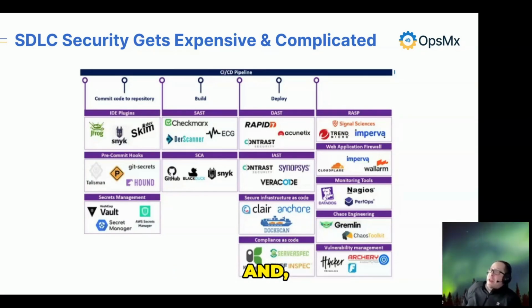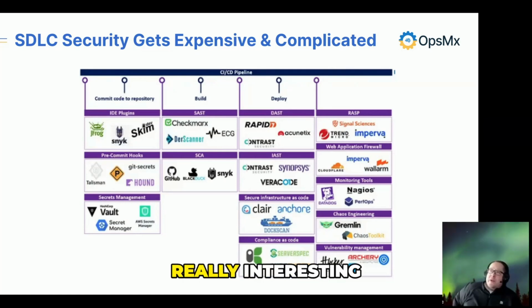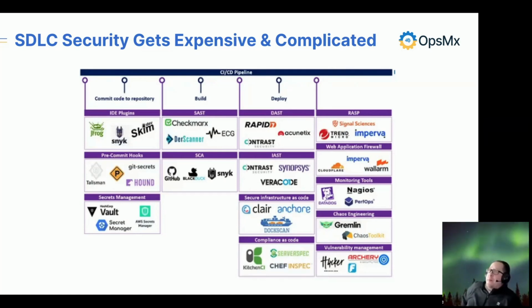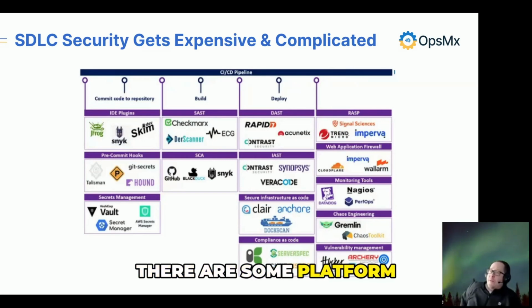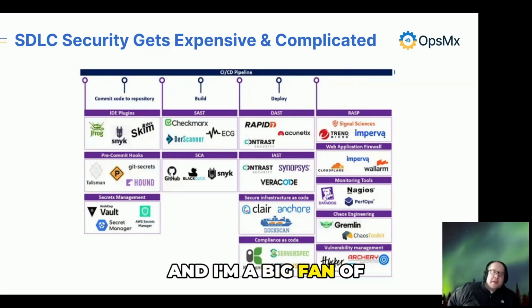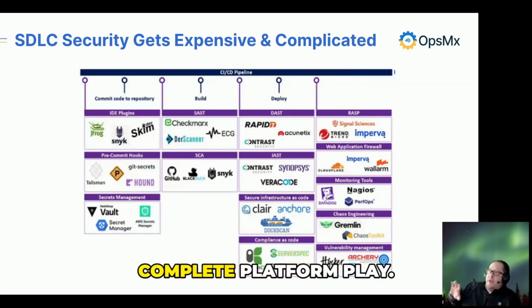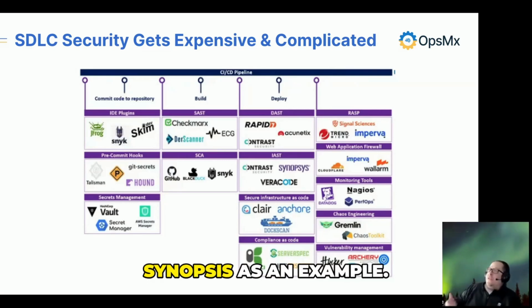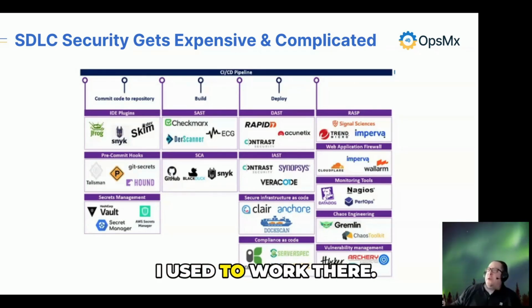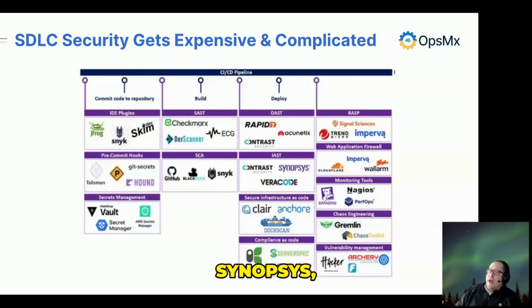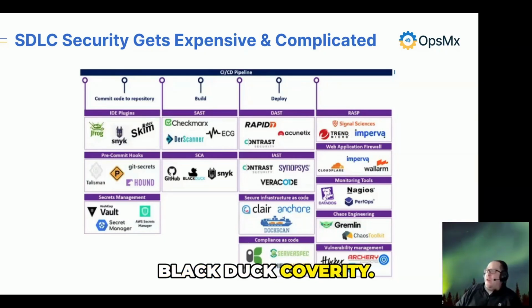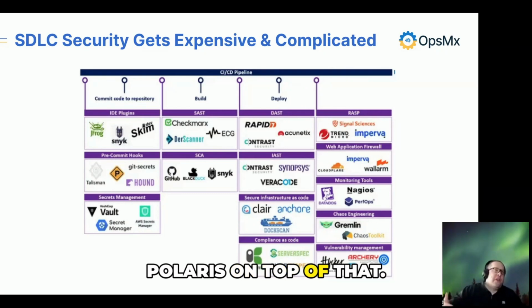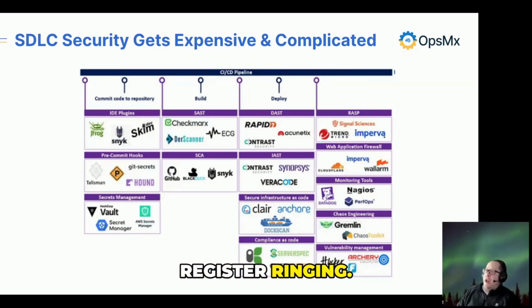Let's make sure that you're getting what you pay for, is what I'm saying. As I look across this list, there are a lot of good tools, a lot of tools that do really, really interesting things. But I also think that there are some platform plays out there as well, and I'm a big fan of staying away from the complete platform play. I'll pick on Synopsys as an example. I love Synopsys. I used to work there. But I think about Synopsys, Black Duck, Coverity, and then they'll layer Polaris on top of that. You can hear the cash register ringing, right?